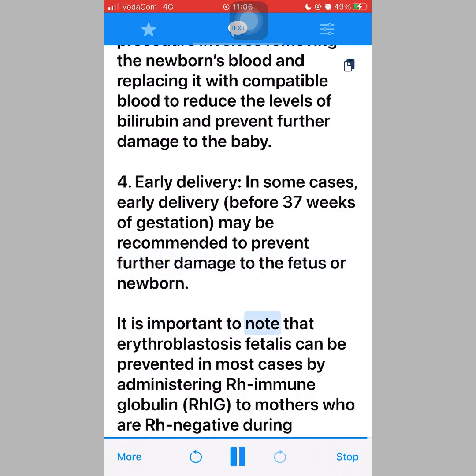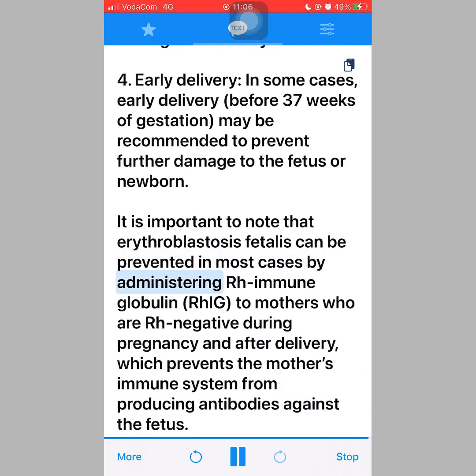It is important to note that erythroblastosis fetalis can be prevented in most cases by administering Rh immune globulin, RhIg, to mothers who are Rh negative during pregnancy and after delivery, which prevents the mother's immune system from producing antibodies against the fetus.